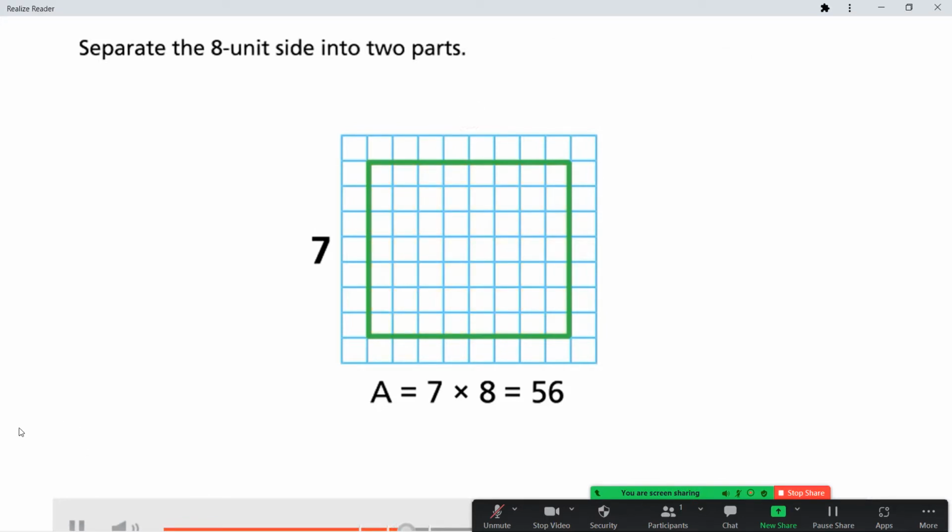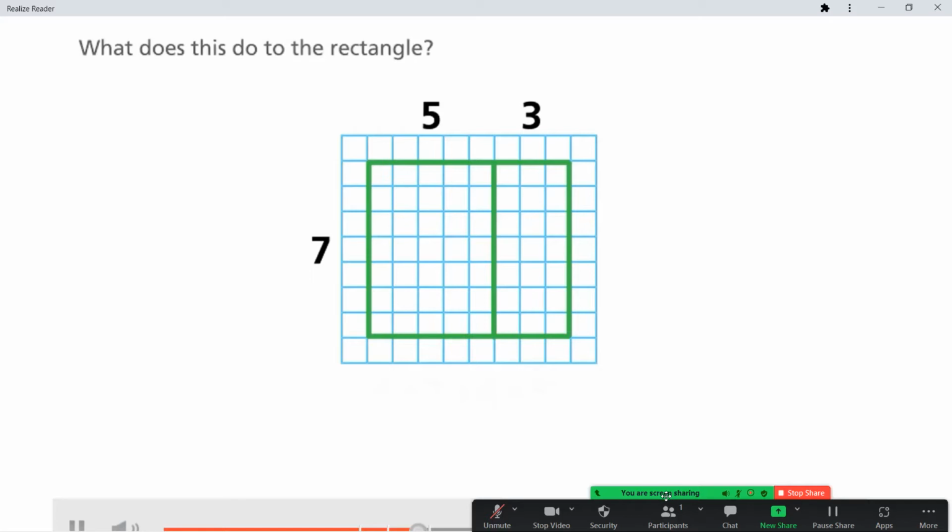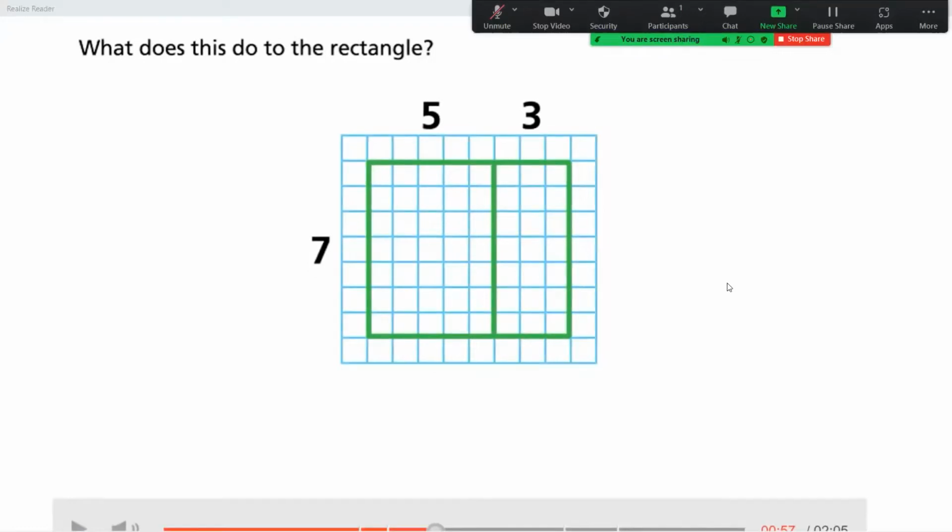Separate the 8-unit side into two parts. What does this do to the rectangle? So now that we separated the 8 into 5 and 3, we know 5 and 3 is still equal to 8. So we didn't take away anything that we started with. This just breaks it into smaller pieces. So treat these as two separate rectangles. Now this is a 7 times 5 rectangle over here, and this one is a 7 times 3 rectangle over here. When you find those partial products and you add them back together, you're going to get the total area for your whole rectangle, and you'll see that the total area stays the same.